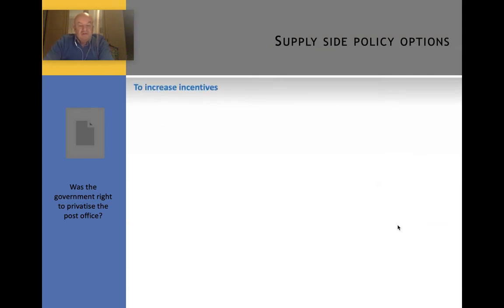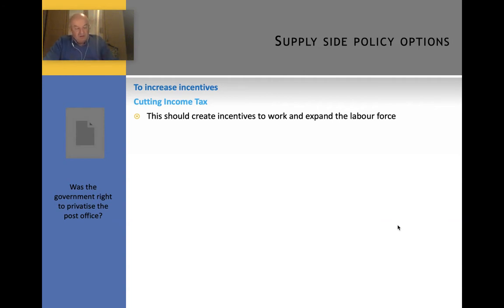So first things first, to increase incentives, we could actually look at cutting income tax. What that would do essentially would create an incentive for more people to work, and that hopefully is then going to expand the labour force. If we cut income tax, anybody who's in a job is going to pay less in tax, and that clearly should be an incentive for them to want to work or to work harder, because they're going to keep more of the money that they earn rather than giving it to the taxman.